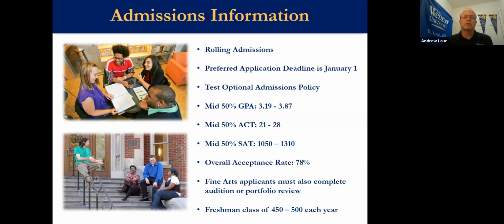So this is some statistics here just of the incoming freshman class. I would classify Webster as a moderately selective school. We're not highly selective, but we're not open door either. We're somewhere in between. So as you can see, the middle 50% GPA is about a 3.19 and a 3.87. That's your middle 50%.